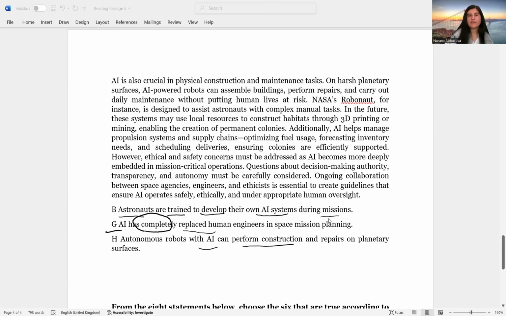However, ethical and safety concerns must be addressed as AI becomes more deeply embedded in mission-critical operations. Questions about decision-making, authority, transparency, and autonomy must be carefully considered. Ongoing collaboration between space agencies, engineers, and ethicists is essential to create guidelines that ensure AI operates safely, ethically, and under appropriate human oversight. Yes, please.